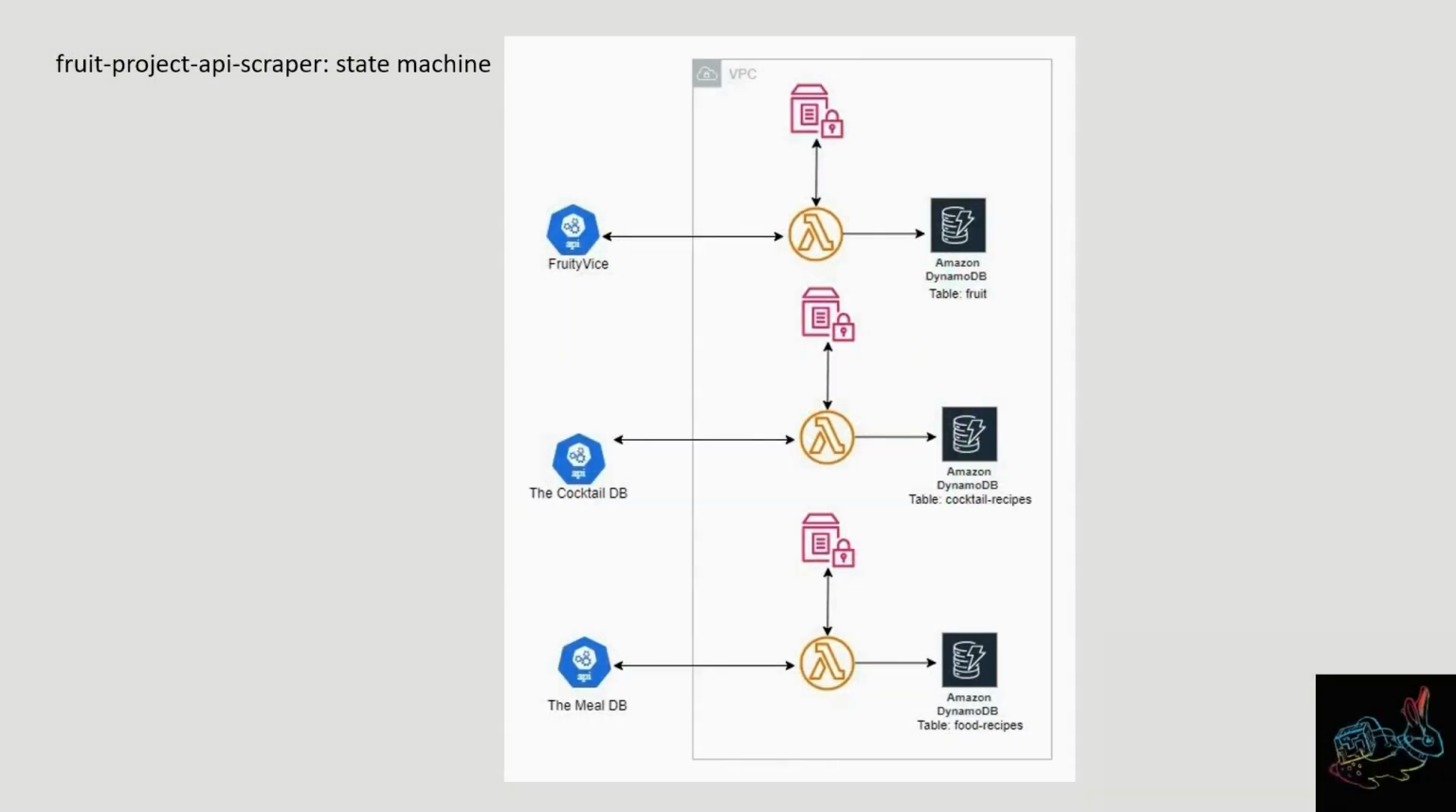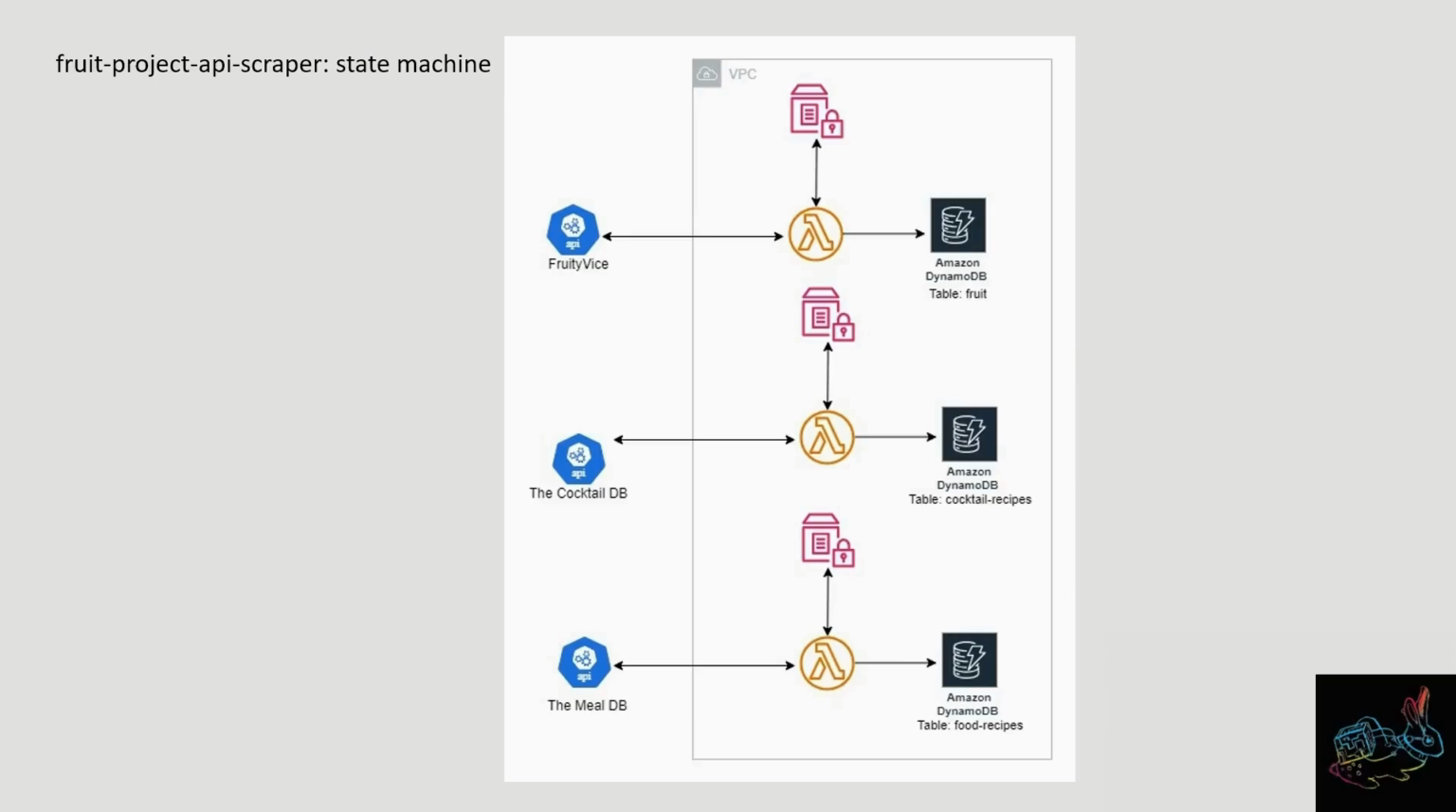As part of the Fruit project, we've now provisioned an AWS Lambda for the Fruit project API scraper and also an AWS Step Functions state machine. Both of these have been provisioned as part of a feature deployment in the AWS Dev account for the Fruit project. Here we can see an overview for steps in a state machine.